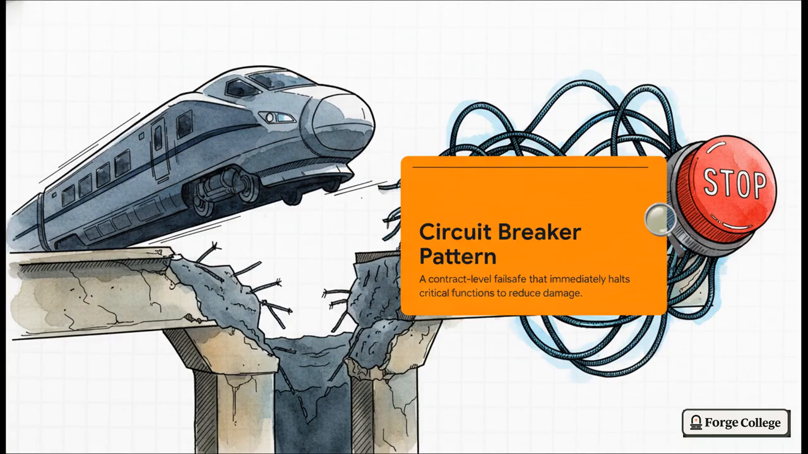Imagine you're driving a speeding train and you suddenly see the bridge ahead is completely washed out. You don't call a committee meeting, right? No way. You pull the emergency brake. This pattern acts as that giant red stop button wired directly into the core logic of your smart contract.